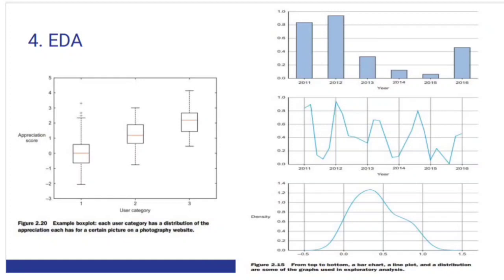So the first step in data exploration is we are going to create simple graphs. So what are simple graphs? For example, bar chart, line chart, box chart, then distribution graph. So these are the things we are going to create as simple graphs. So the next one, combined graphs.